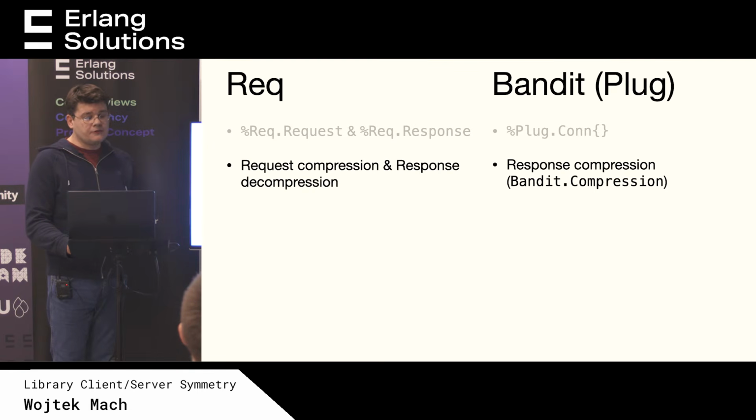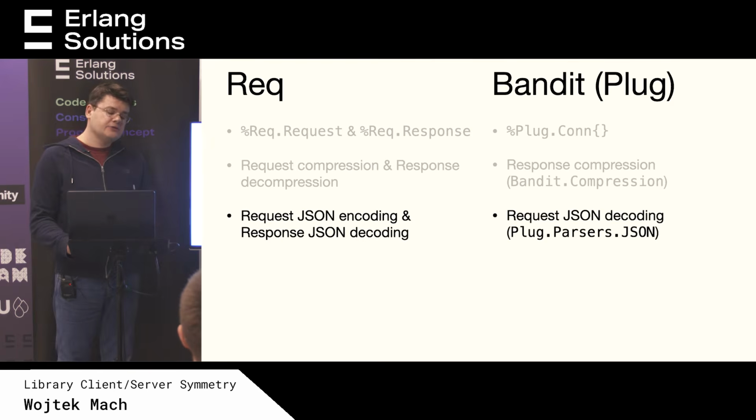In Rec, we have request compression and response decompression. In Plug, we have response compression, so that's internal. That was that compress option. For Bandit, there is a module for that, but it's private. And then in Rec, we have request JSON encoding and response JSON decoding. In Plug, we have that Plug parsers plug, which decodes a request. We don't really have encoding JSON in Plug. Again, I would throw in that little JSON function in there if it would be up to me.